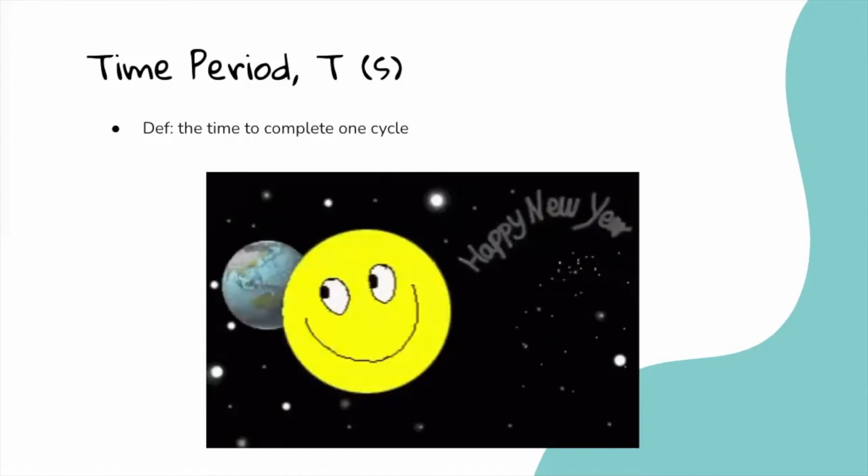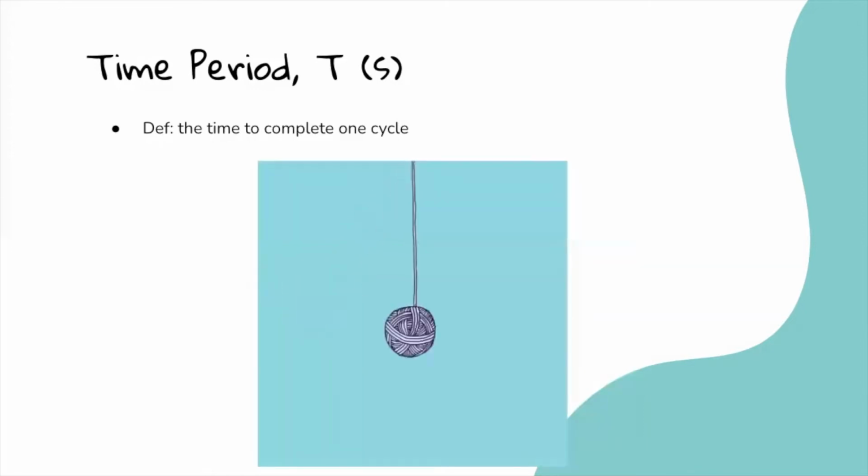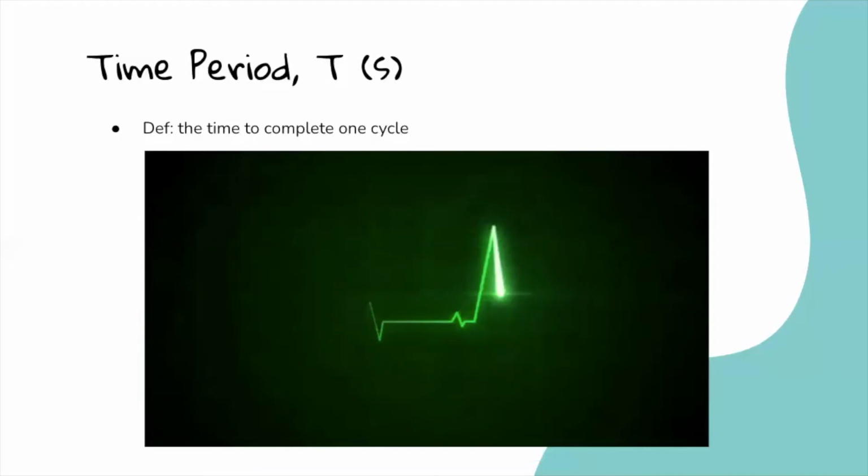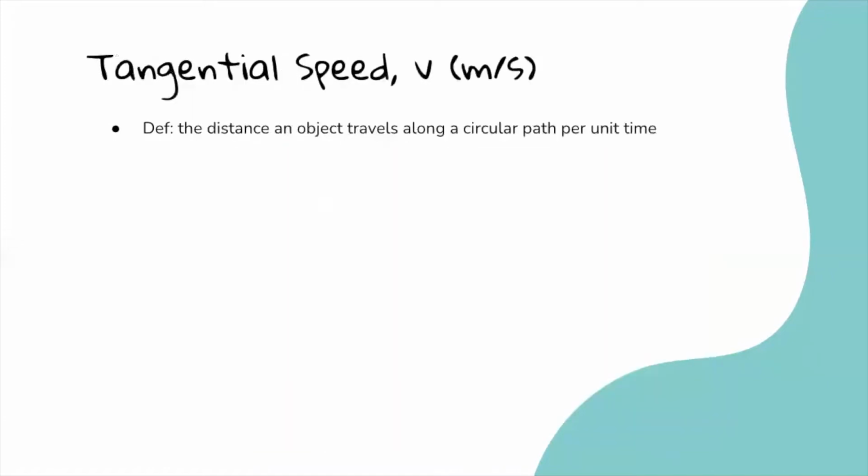So time period is just the time for one complete cycle. That can be in circular motion, like an orbit, or not in circular motion, like a pendulum going back and forth. It doesn't even have to be physics related. Time period is associated with cyclical things, things that occur repeatedly. So the time period of a human heartbeat would probably be something like 1.5 seconds. Every 1.5 seconds, your heart beats. And then I had you take that and calculate tangential speed.